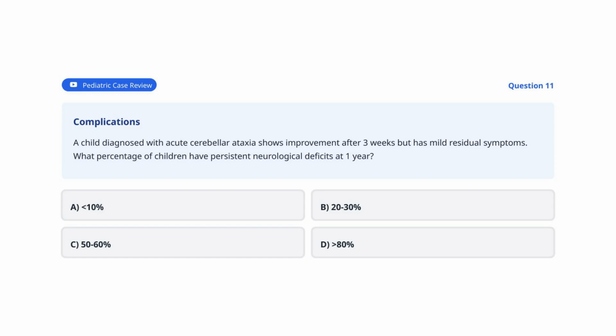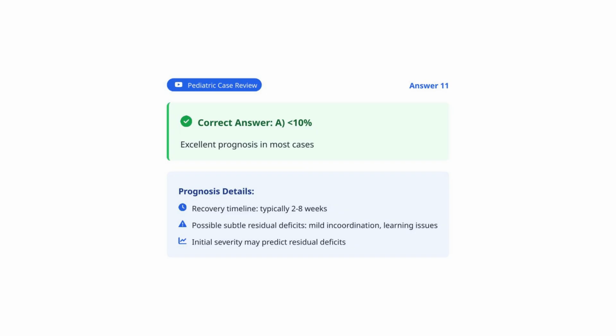A child diagnosed with acute cerebellar ataxia shows improvement after 3 weeks, but has mild residual symptoms. What percentage of children have persistent neurological deficits at 1 year? Is it A. Less than 10%, B. 20 to 30%, C. 50 to 60%, or D. Greater than 80%? The correct answer is A.